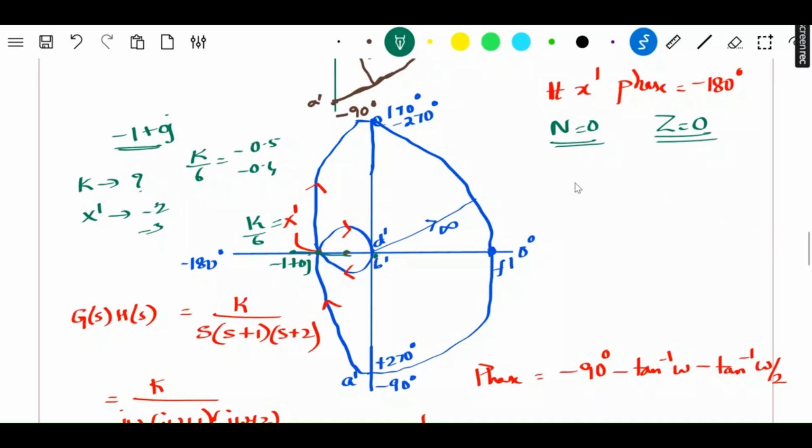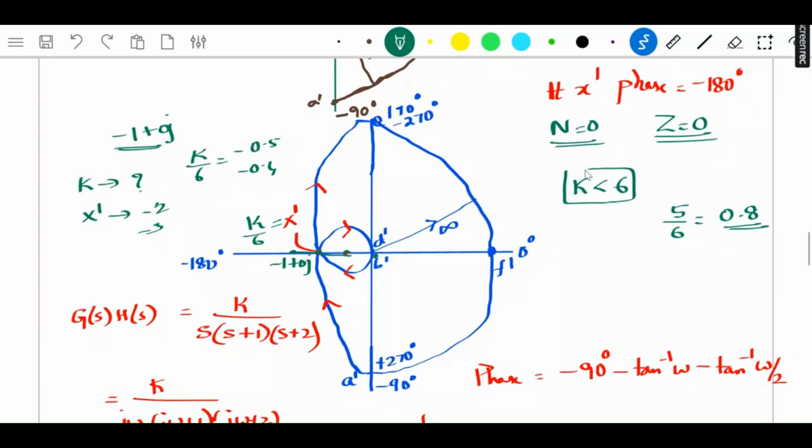So therefore, when k is very small compared to 6, for example k is 5, what we get here is 5 divided by 6, which is 0.8 something. So we get 0.8, and that 0.8 is not compared to minus 1. So minus 1 plus 0j will be outside that 0.8. So therefore, the condition for Z to be equal to 0 is that k should be less than 6. When k is less than 6, Z is actually equal to 0, and N is equal to 0, because this encirclement will not cover minus 1 plus 0j.